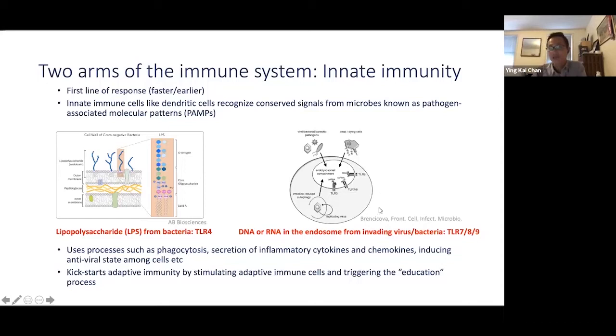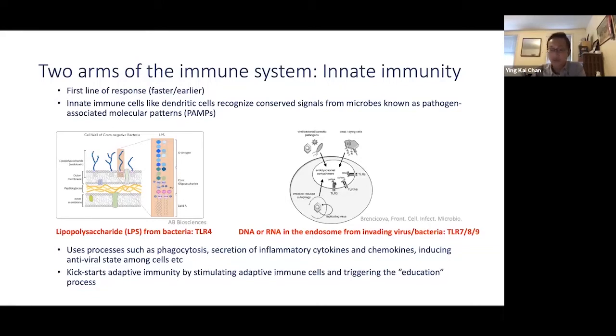The other example here is nucleic acids in the wrong cellular compartment. So for example, in human cells, we keep our DNA in the nucleus and in the mitochondria. So if there's an incoming packet of DNA in the endosome, that is a sign of microbial invasion, and that can be detected by a receptor known as toll-like receptor 9, TLR9.